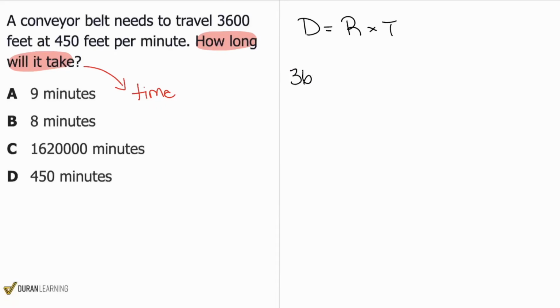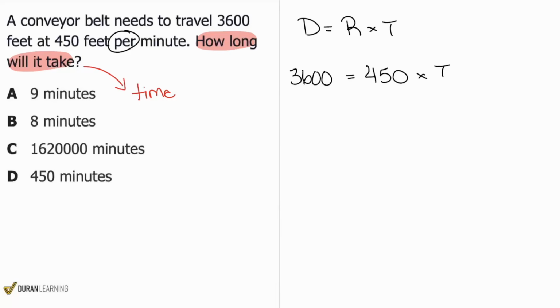3,600 feet is the distance. That's how far we travel, the conveyor belt that is. We have the rate given to us by the word per there, feet per minute. So we have 450 right over here. And lastly, again, we're looking for time, so we'll leave that as t.